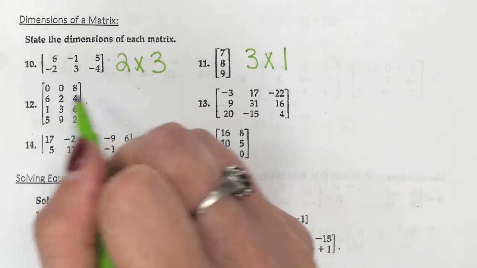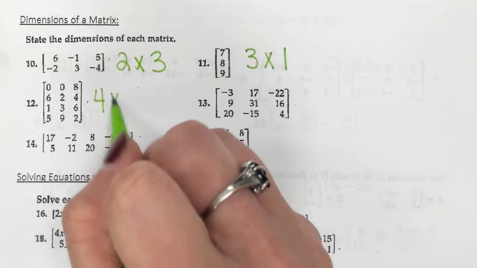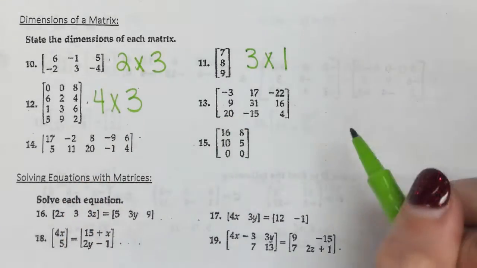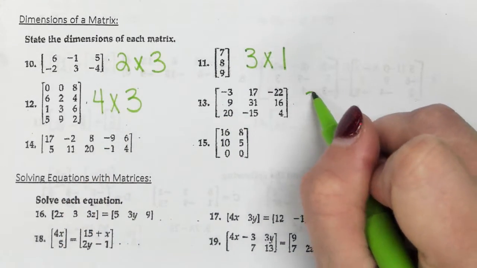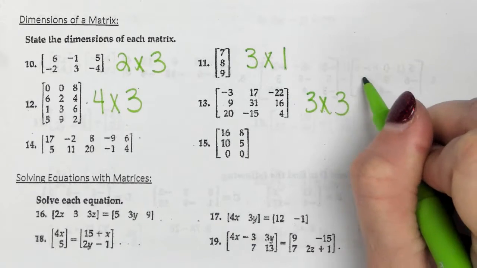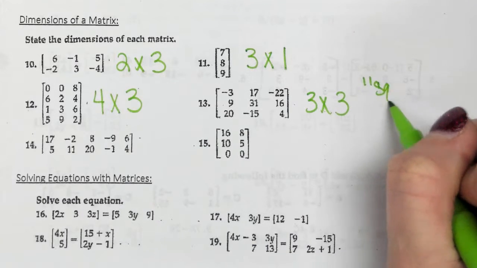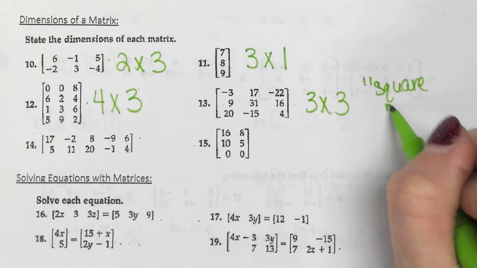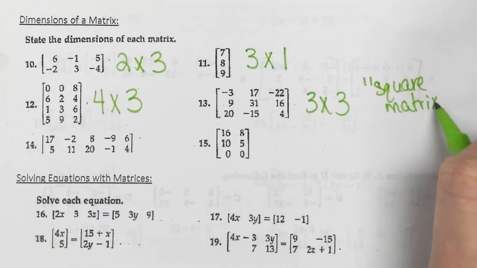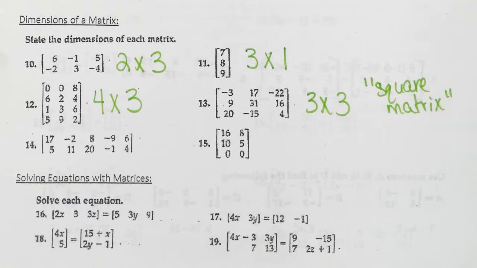All right, what about 12? How many rows? 4, 5, 3. Perfect. 13? 3 by 3. This is a special one right here. This is called a square matrix. Make sure you know that terminology. Why is it called a square matrix? Because they're exactly the same. Very good.